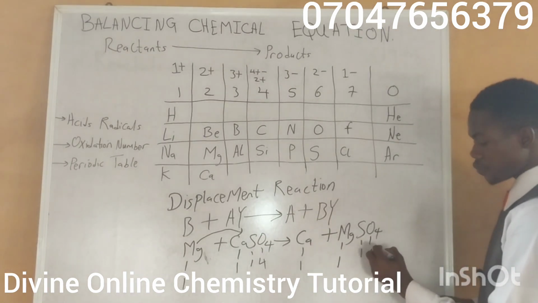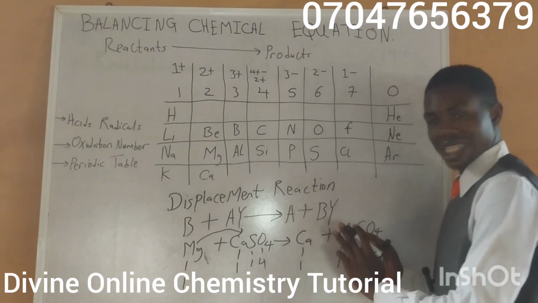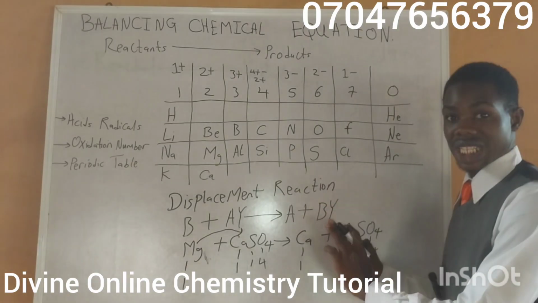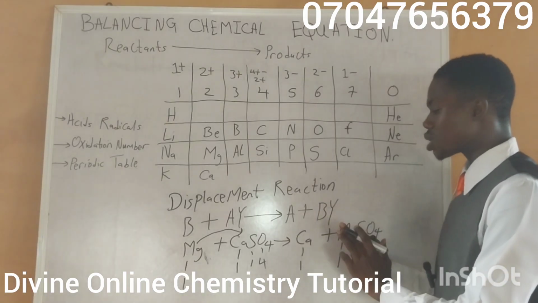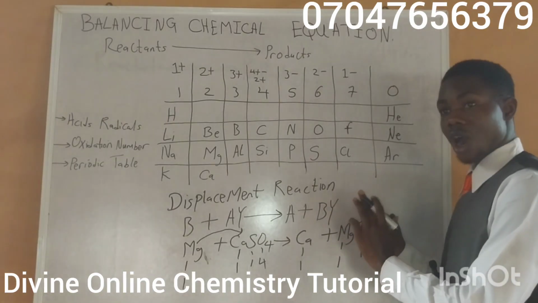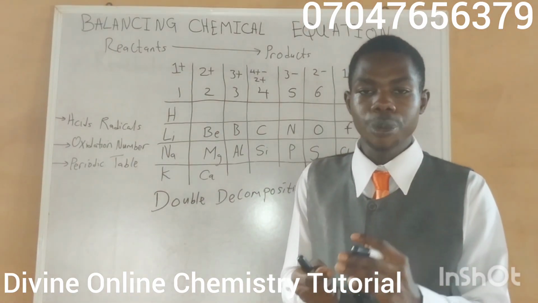Oxygen here is still 4. Now if you look at it very well, you see that the values at the right hand side and at the left hand side are equal, which means this particular equation is balanced. So that's the reason why they call it balancing of chemical equation. So we need to have an idea of this.